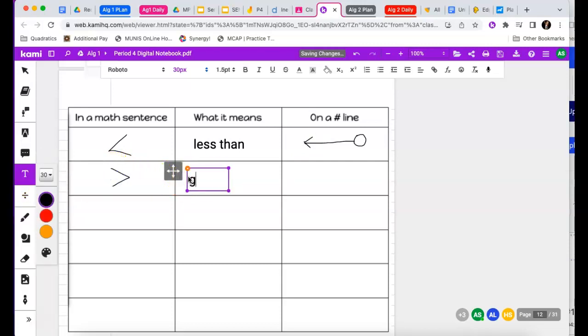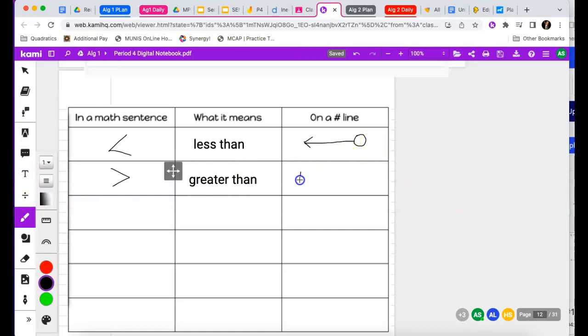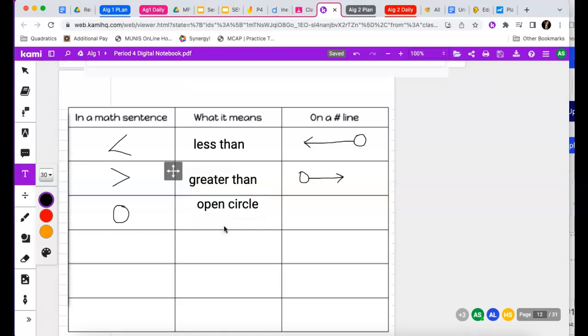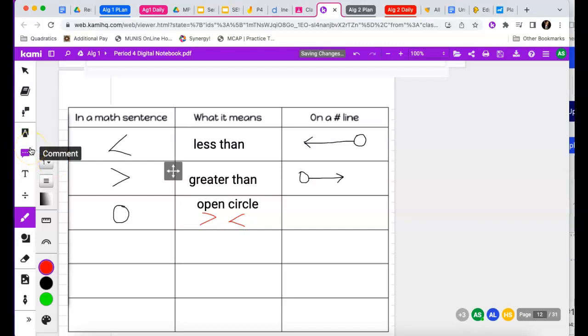So if something is greater than something else, it's bigger. So let's just say if we start at 0, all of the numbers that are greater than 0 are off to the right. Notice that we have what's called an open circle. So an open circle is something that does not have a solid colored in circle. So an open circle we use when we have something that is less than or greater than something else.